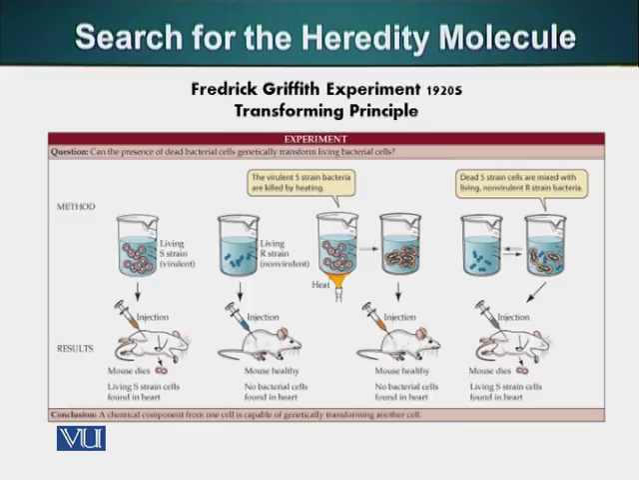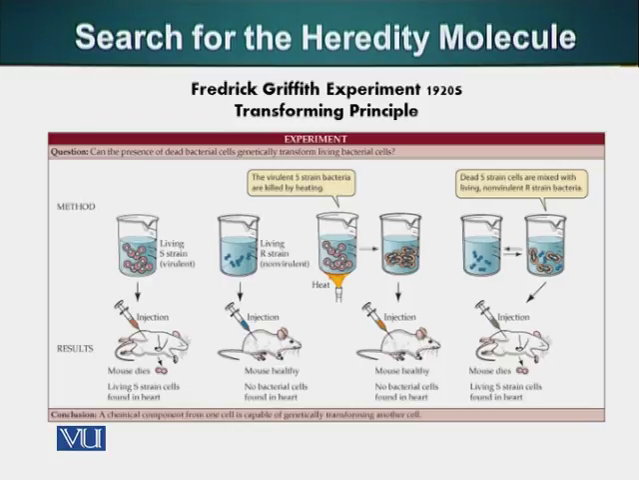The other scientists took this experiment a step further. They came up with chemicals that could destroy one of these polymers. Each time they did this experiment, the result they got was that if you destroyed carbohydrates, lipids, or proteins, and left the DNA intact, it would still cause the transformation of R bacteria into S bacteria.